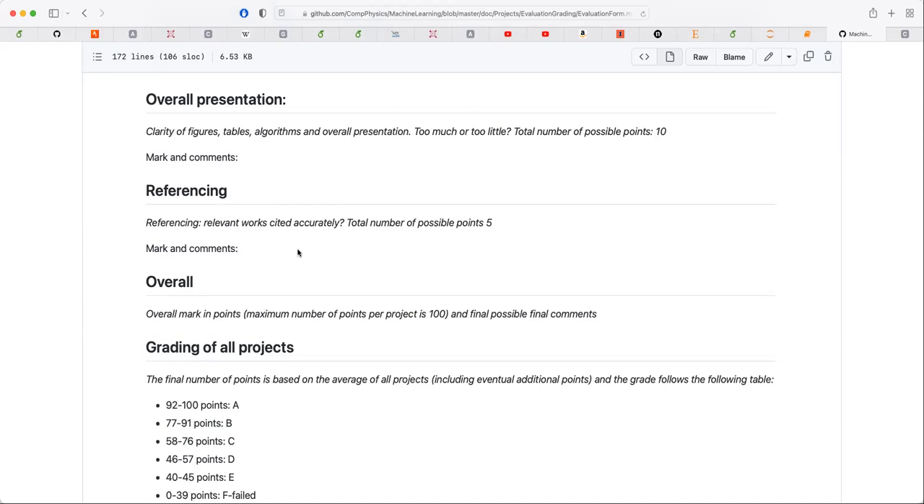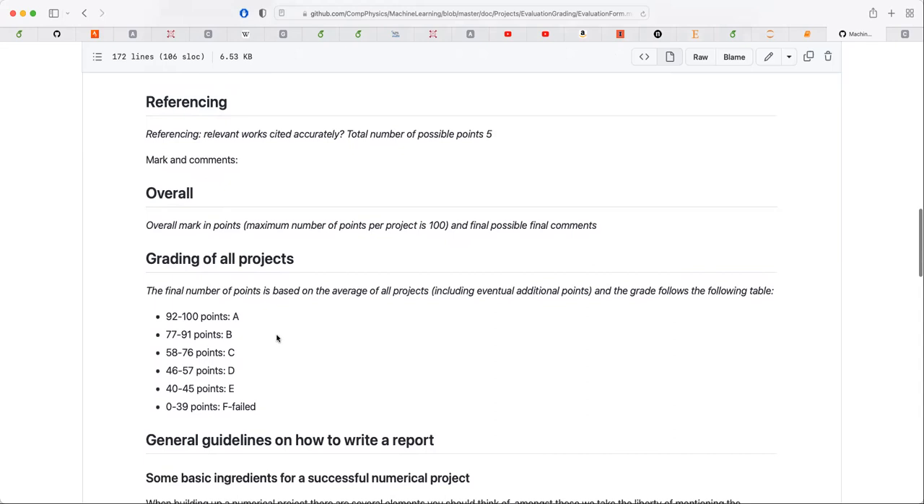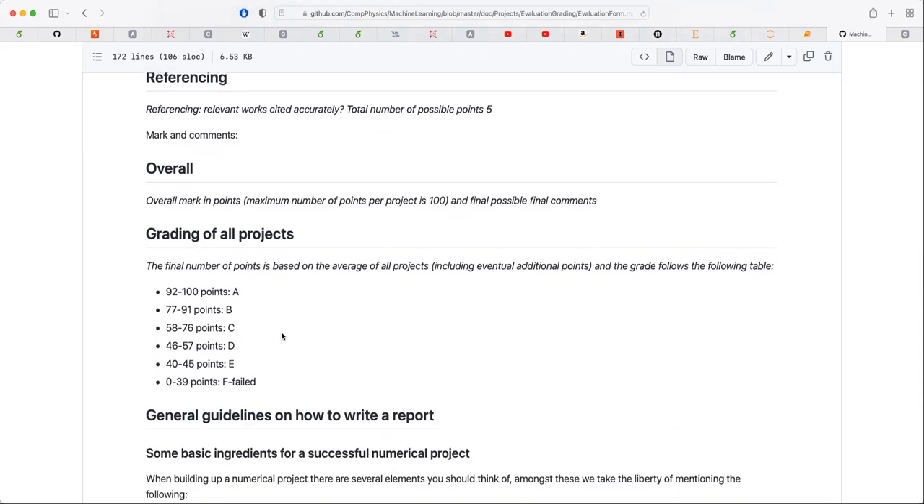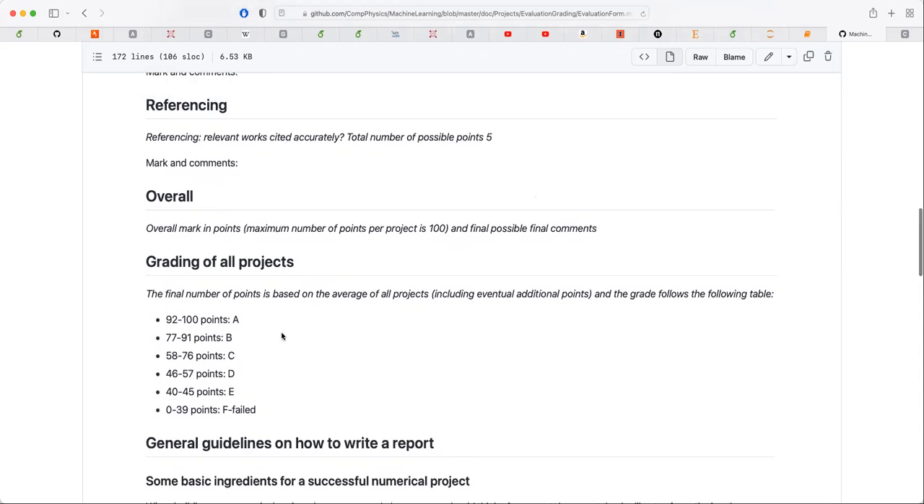It doesn't mean that they're wrong. I use Wikipedia continuously, but it's less used in scientific citations. And then clearly you can see the table. This will give you the final grade when you add up everything.